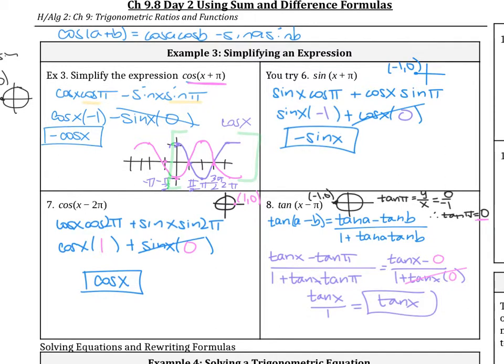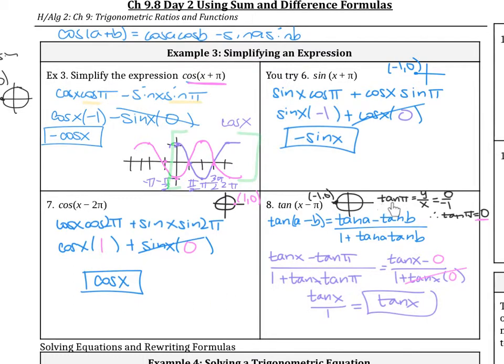So if you try these out, number 6, you would get negative sine of x. You do sine of x times cosine pi plus cosine x sine of pi. Pi is, again, -1, 0. Cosine pi is -1. Sine of pi is 0, right? That's all you can substitute. Then this cancels out, so we're left with negative sine of x. Here you do this, and after all that, you get cosine of x. It should make sense because if you shift over right by pi, it's still the same function.